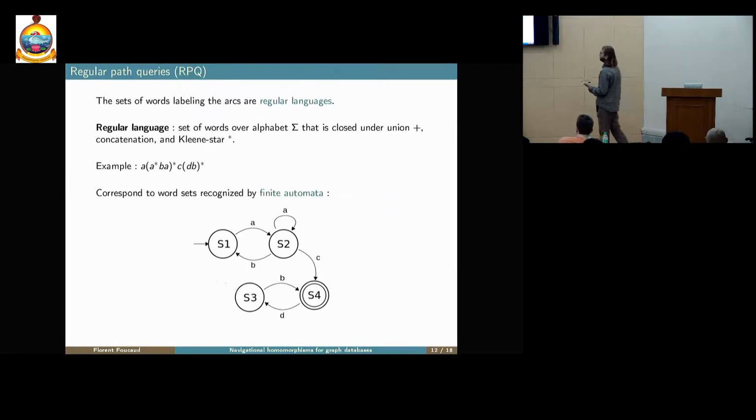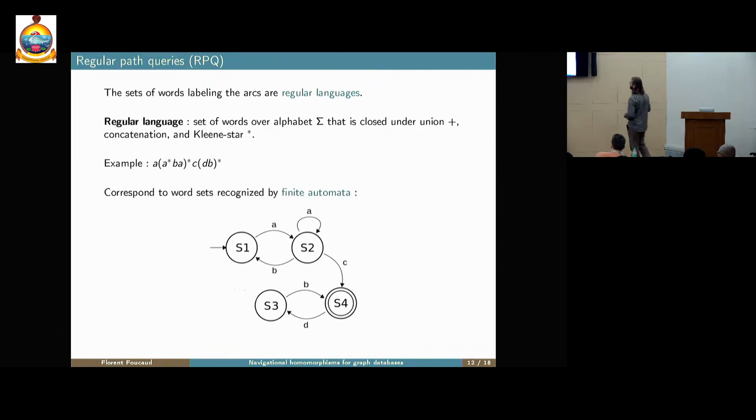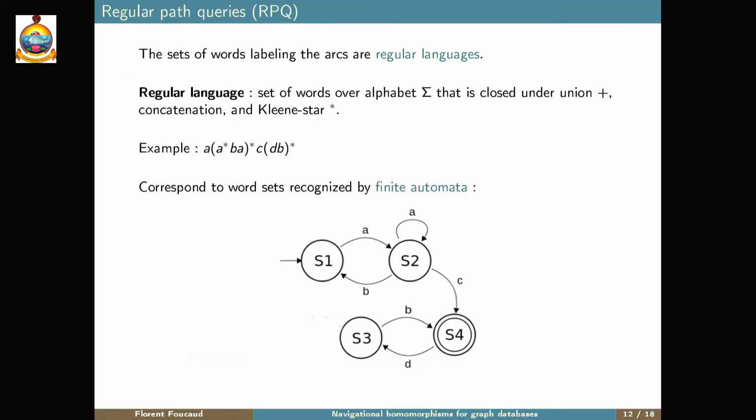It turns out that regular languages, these sets of words, are exactly the sets of words recognized by what is called a finite automaton. A finite automaton is actually just a labeled digraph, where the labels are elements of the alphabet. I will not go into the details, but basically, people study this because it is well understood. It has a lot of theory behind it, and still it is very expressive. You can express lots of languages using it, but still it is well understood and we know what to do with it.